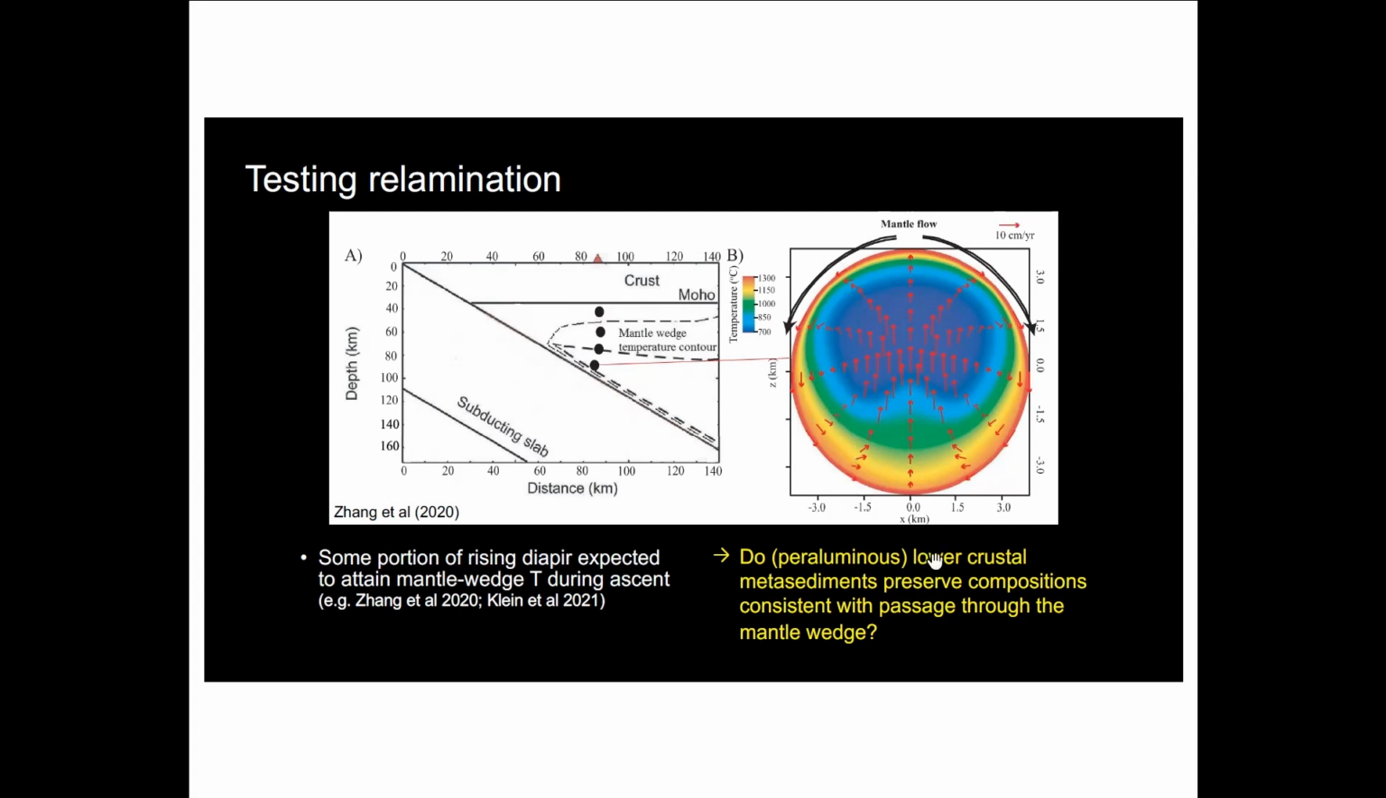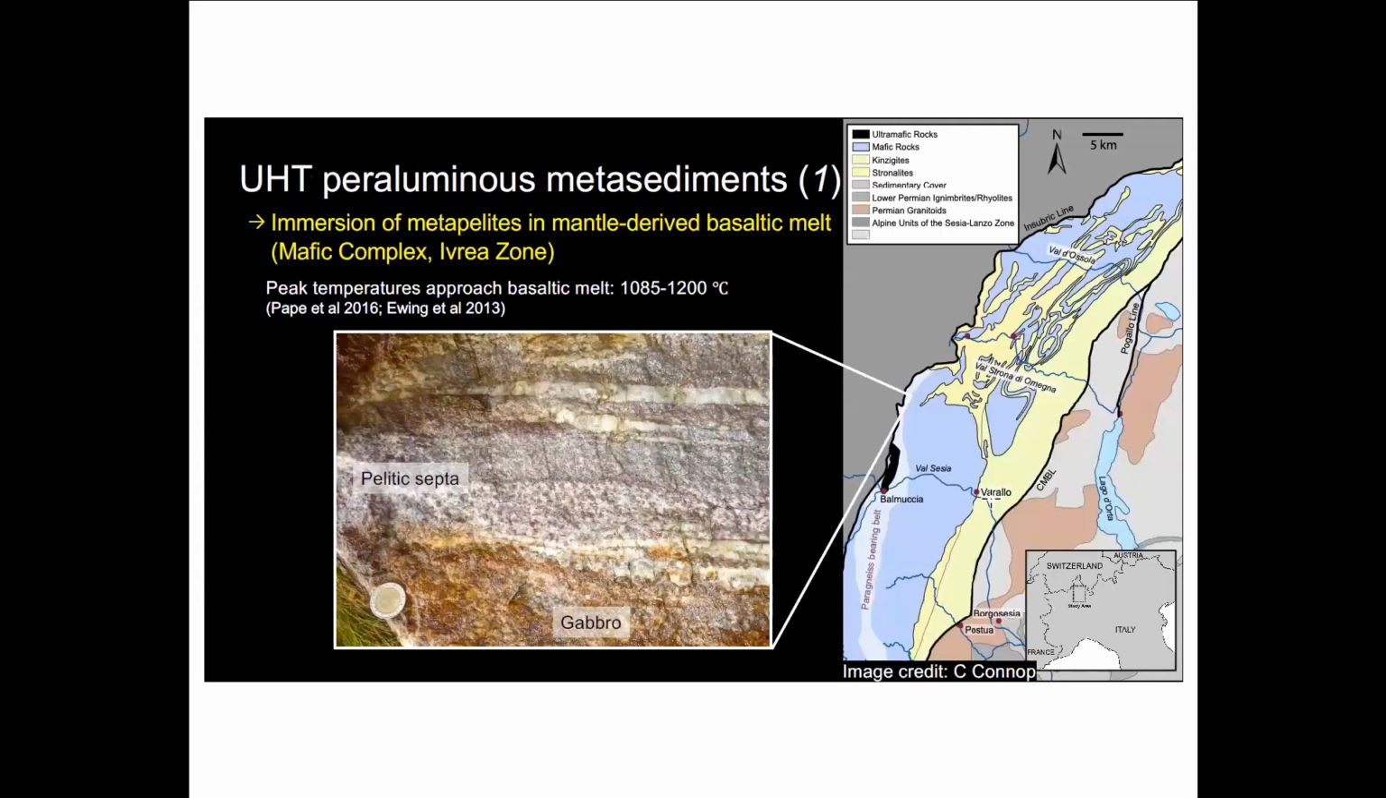So do peraluminous lower crustal metasediments, specifically peraluminous, for the ease of identifying such rocks in the global lower crustal rock record, preserve compositions that are consistent with ultra-high temperature interactions with the mantle wedge? That's going to be the focus of the remaining slides here. In order to look at the big compilation of rocks from granulite-facies terranes and xenoliths and test this hypothesis, I want to first turn to the Ivrea Zone. It seems like all roads lead to the Ivrea Zone.